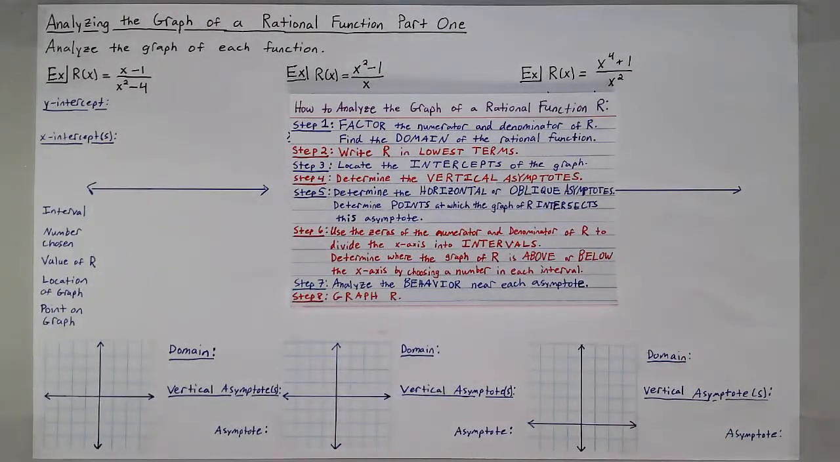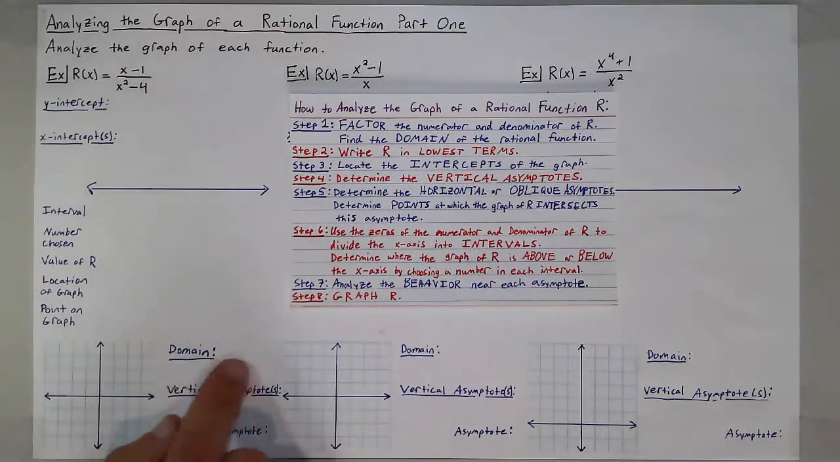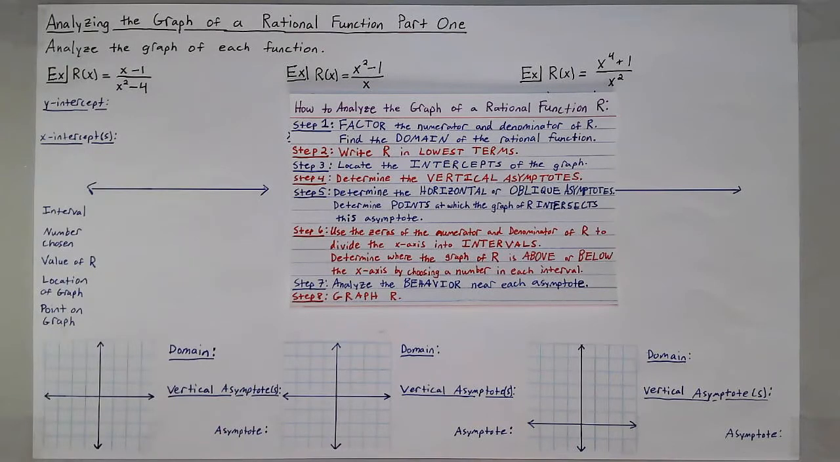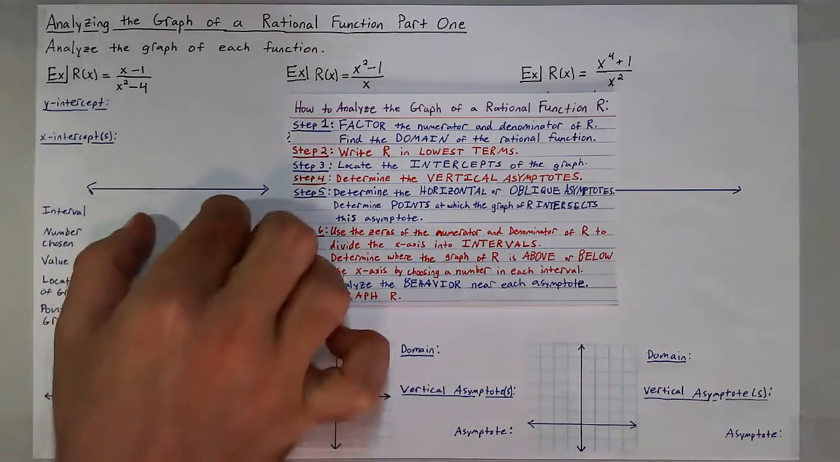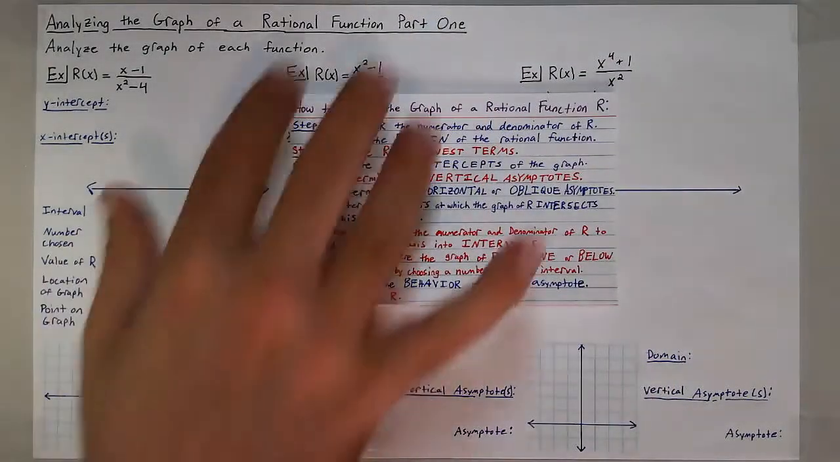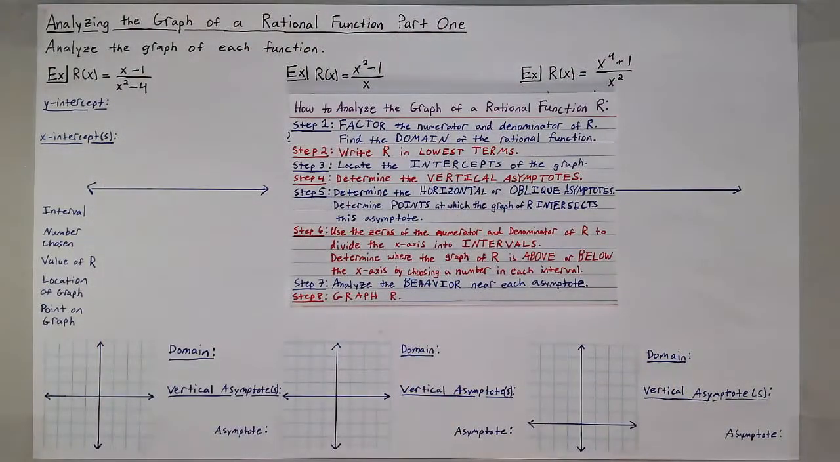And then we'll use the fact that we know where it's undefined in its domain and where it's 0 in its numerator as well to split up our interval to have different sections where we can determine if the graph is above or below the x-axis. And then we can use that information to analyze its behavior near each asymptote, and then we can graph it. And it does seem like a good bit because we are doing a good bit, but I promise that it flows through all this information very smoothly.